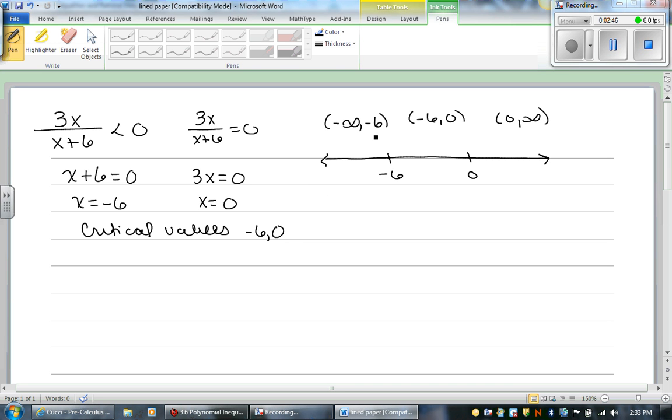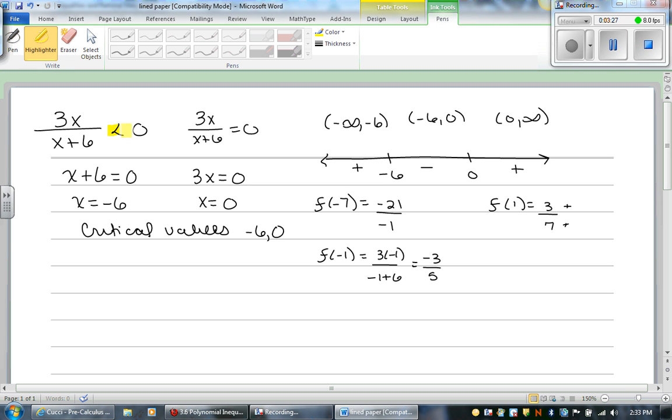For the first one, we could pick a value that's less than -6, so let's say -7. If we plug in a -7, we get -21 over -1, which is a positive. Between -6 and 0, let's say we choose a -1. We get 3 times -1 over -1 plus 6, which gives us -3 over 5, which is a negative. And then let's say f of 1. 3 times 1 is 3, which is a positive, and 1 plus 6 is 7, which is also a positive. So there's my positive.